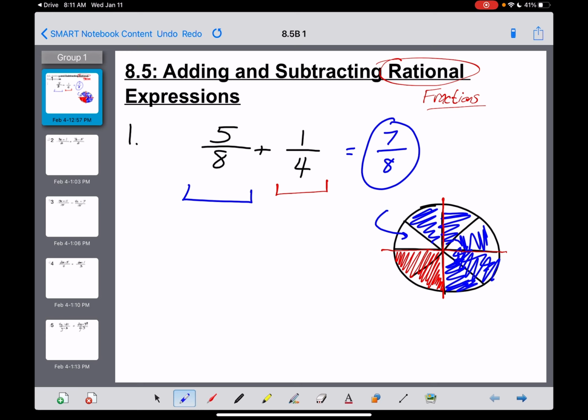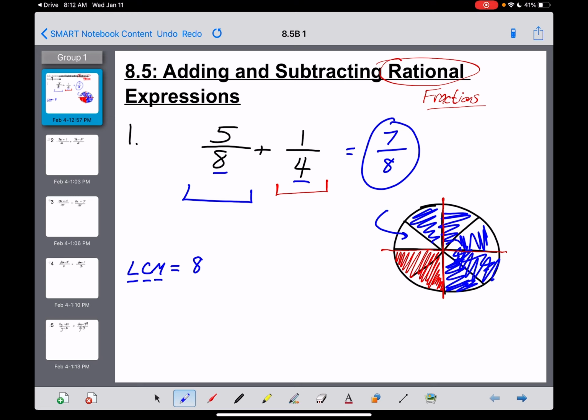Now, the way we did this back in the day here is you would have looked at your denominators, 8 and 4, and tried to come up with what's called the LCM, the smallest number that 4 and 8 both go into. So that stands for least common multiple. And the smallest number that 4 and 8 both go into is 8. Now, there are complicated ways mathematically of determining what that LCM is.